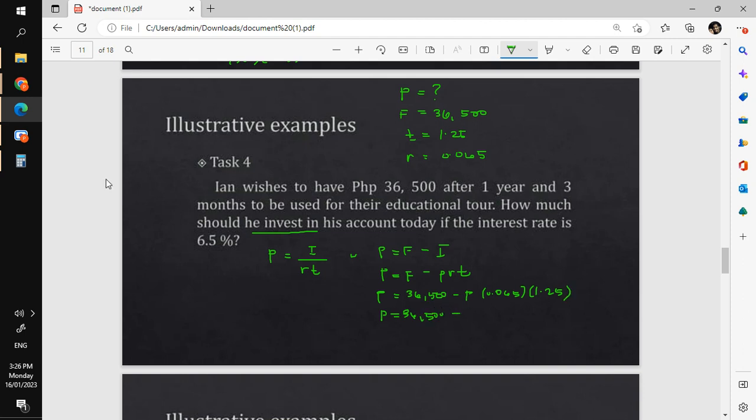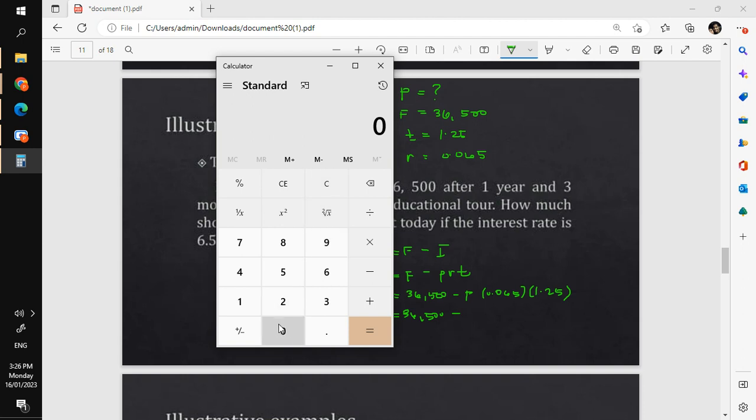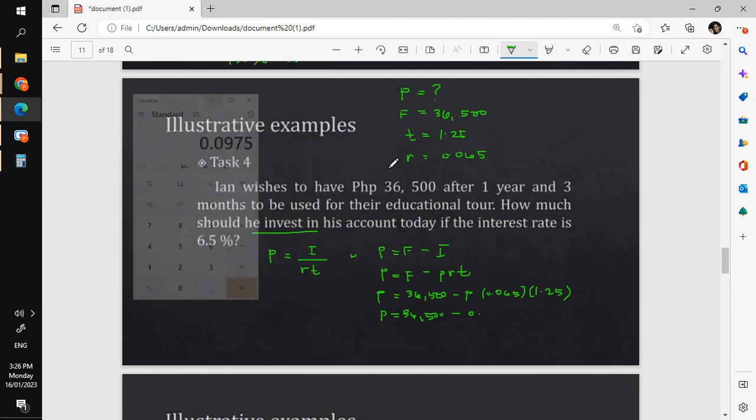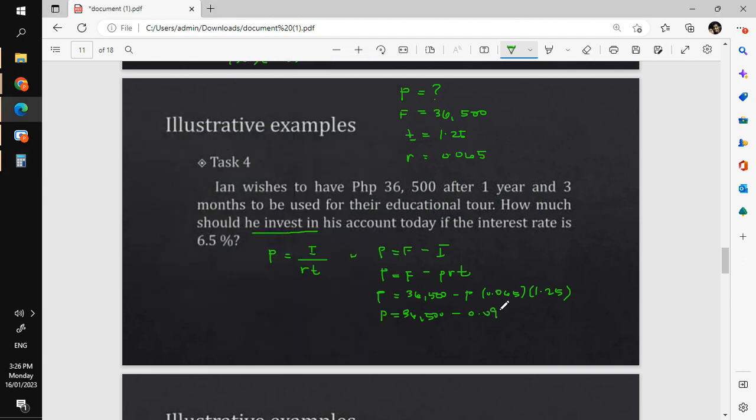Okay, P is equal to 36,500 minus, we have in here 0.065 times 1.25. That gives us 0.0975 p, since multiplying these three, you will come up with this answer.